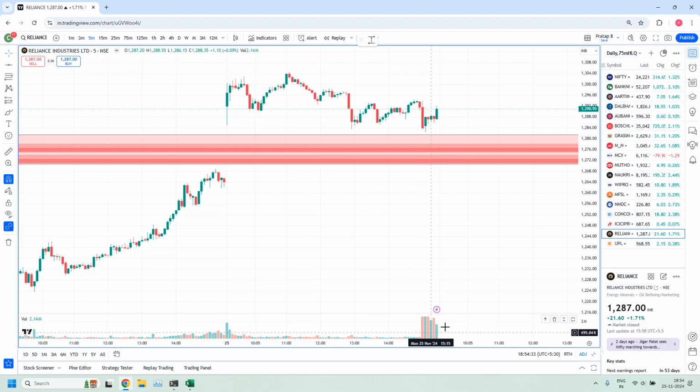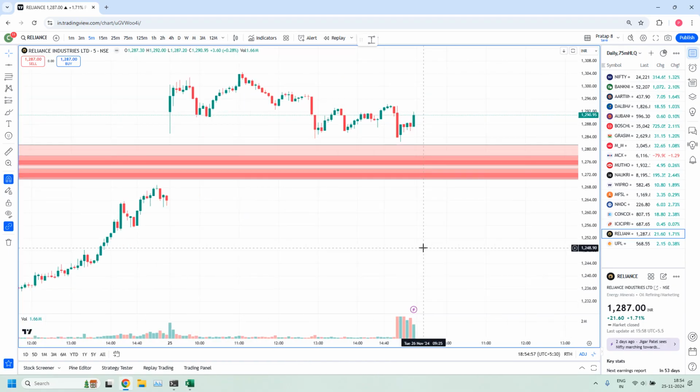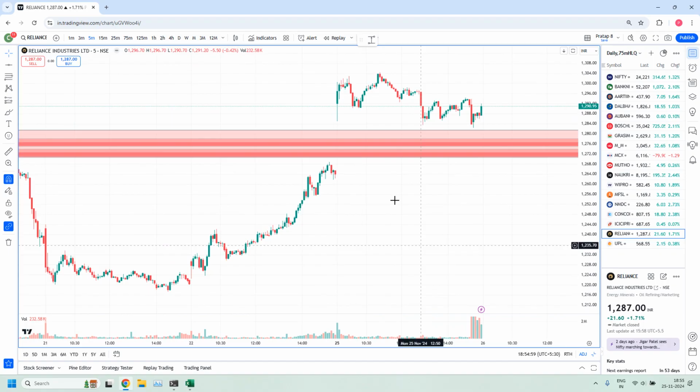Volumes also, see, huge volumes today, especially in the last half an hour or 1 hour of the market before market closing. Even today morning also, there is a huge volume here. See here. Okay, anyway, this is not a stopped out trade for us because before placing itself, the market opened with gap up.